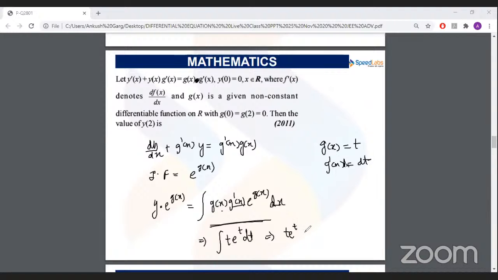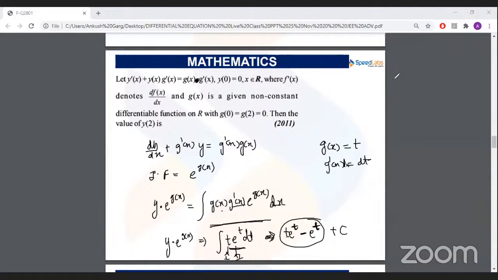So that will be t e to the power t minus e to the power t. I hope this is very easy, everyone can do it. Assuming e to the power t is second and t is first. So first kept constant, integration of second minus differentiation of first, that will be 1, into integration of second, which will always be e to the power t. So this is your final solution plus a constant of integration c.